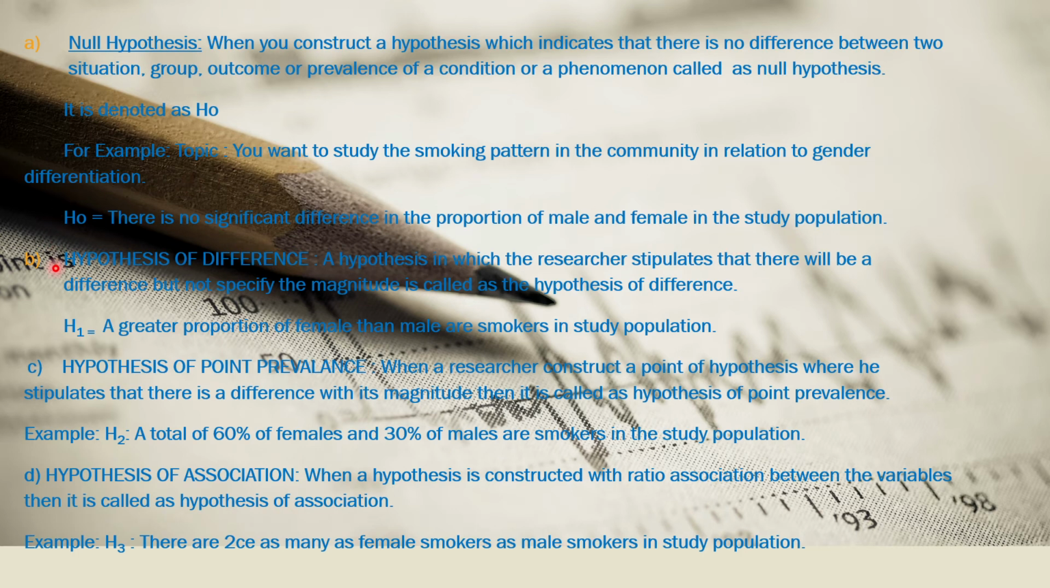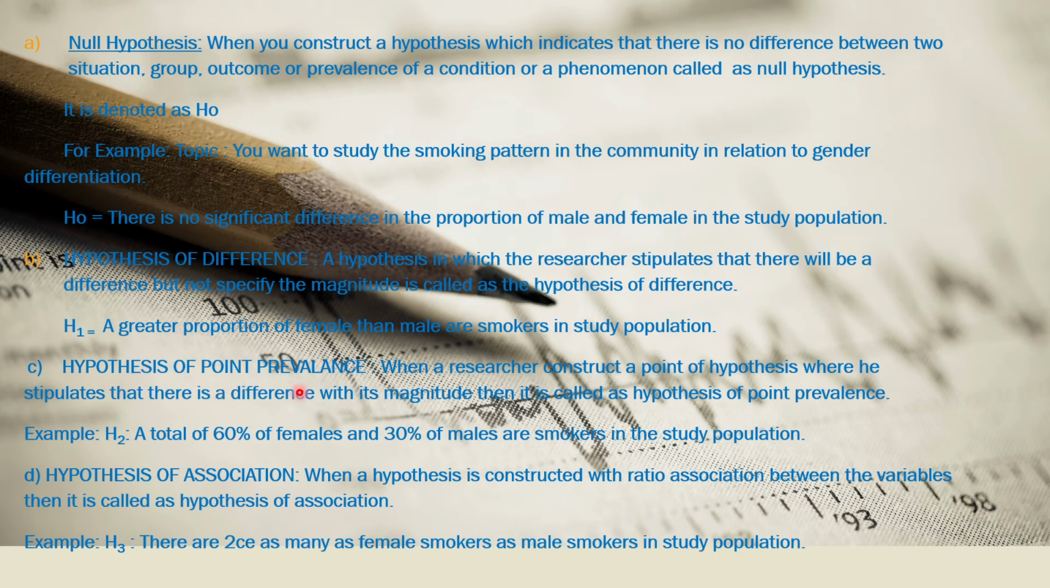Now the second type of hypothesis here is hypothesis of difference. अब इसके अंदर क्या हुआ कि the hypothesis in which the researcher stipulates that there will be a difference but does not specify the magnitude is called hypothesis of difference. That means यहाँ पे इस hypothesis में ये तो बता दिया गया कि एक difference है, but उसका magnitude कितना है वो नहीं बताया गया. For example, a greater proportion of females than males are smokers in the study population. कि female का जो ratio है वो ज़्यादा है male से, जो कि smoker है in the study population.